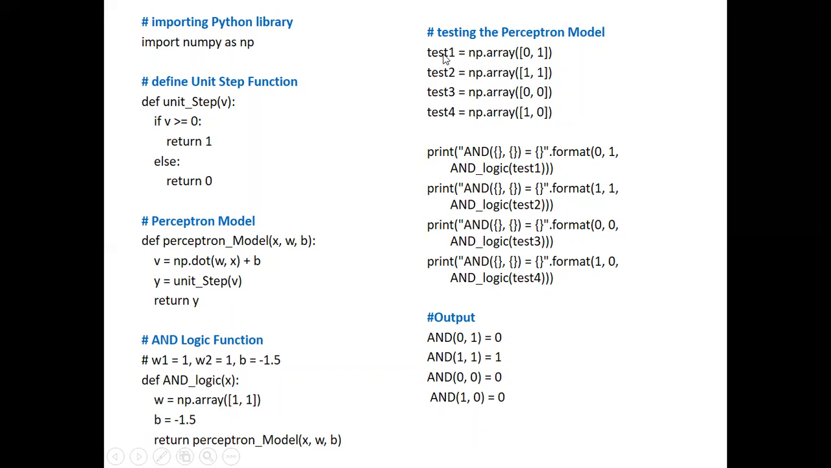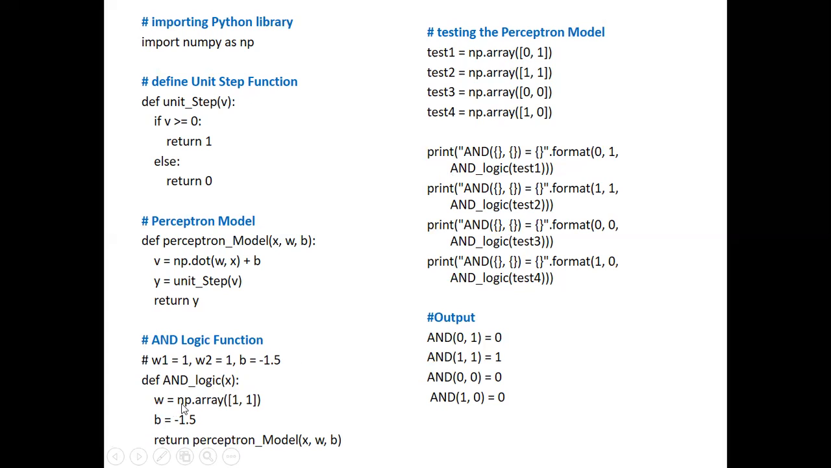So let us see how we test the perceptron model. So first we input the first input. We store it in the test1 vector with the data 0 and 1. Our first input is x1 is 0 and x2 is 1. So when this test1 is the input vector which is passed to the AND logic function, what are we passing? AND logic to test1. So AND logic means it will come here. What is x? X is 0 and 1.